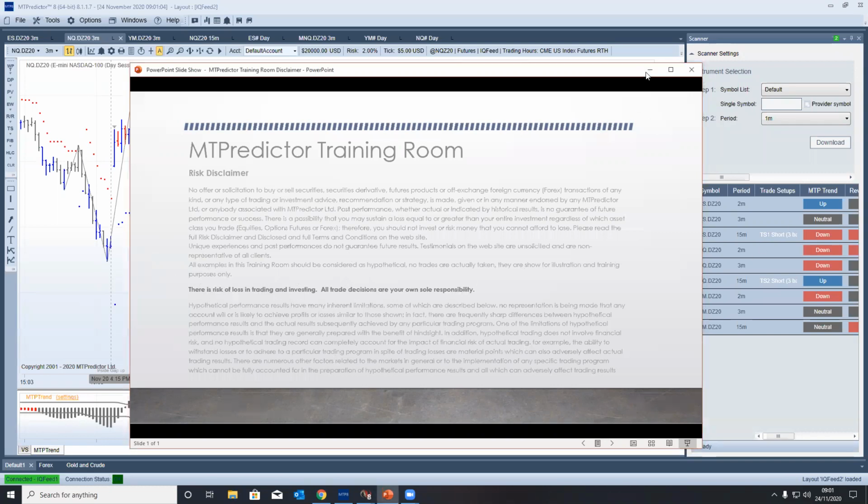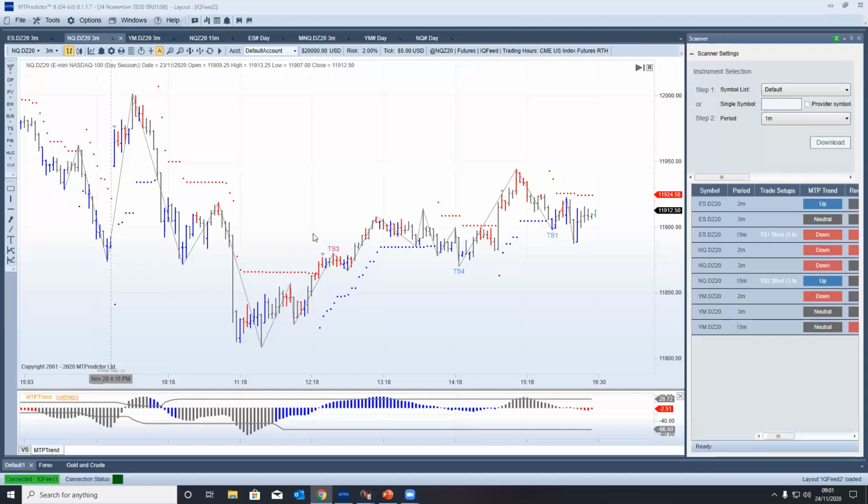Right, let's come down here. Where should we start? Well, I'd like to start with having a look at the US minis. Perhaps we'll have a look at what unfolded on Friday.